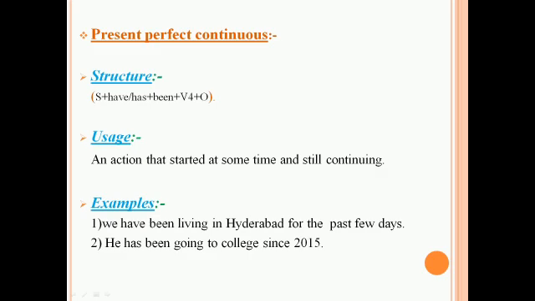We use present perfect continuous tense to express an action that started at some time in the past and still going on. Examples, we have been living in Hyderabad for the past few years. He has been going to college since 2015.